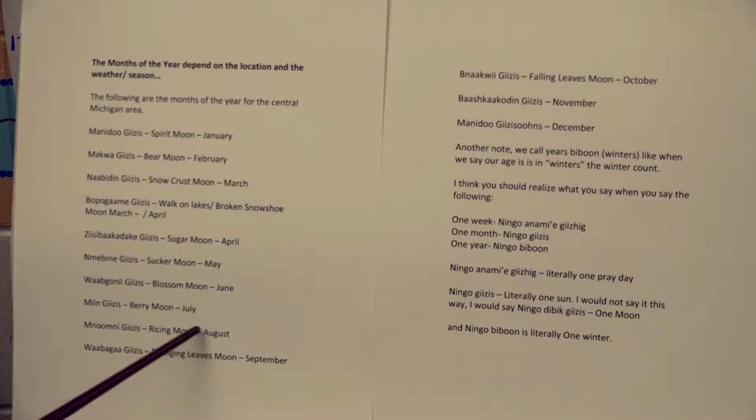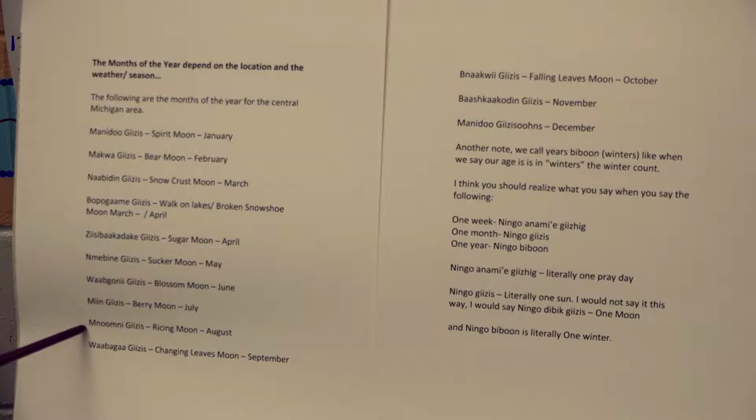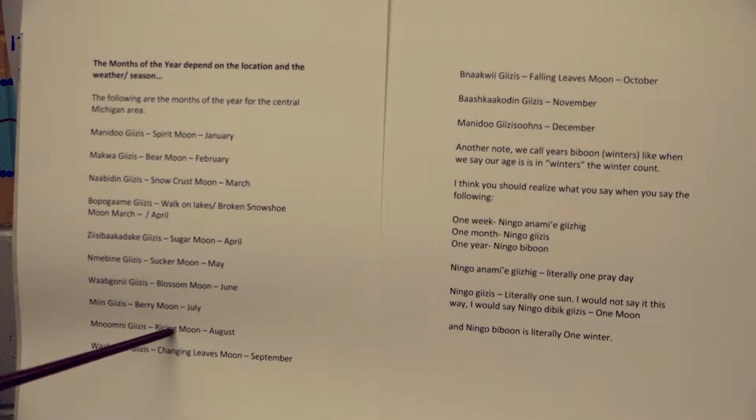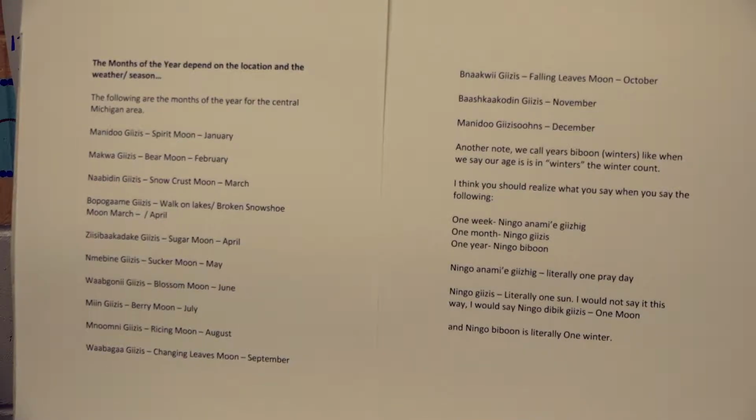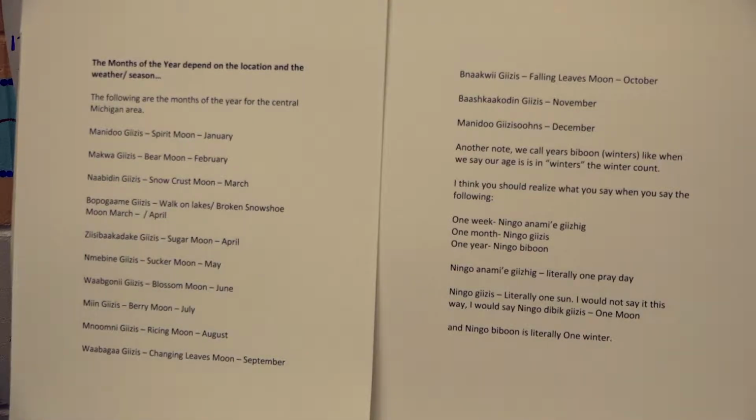Then we come to August. And August is known as Menominee Gises. Menominee Gises is rice, the ricing moon. So I think it's mainly towards the end of August. That's when the ricing starts in places where rice grows.